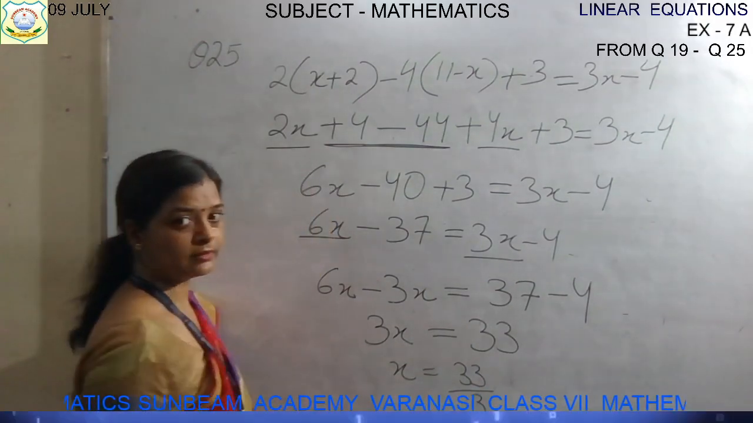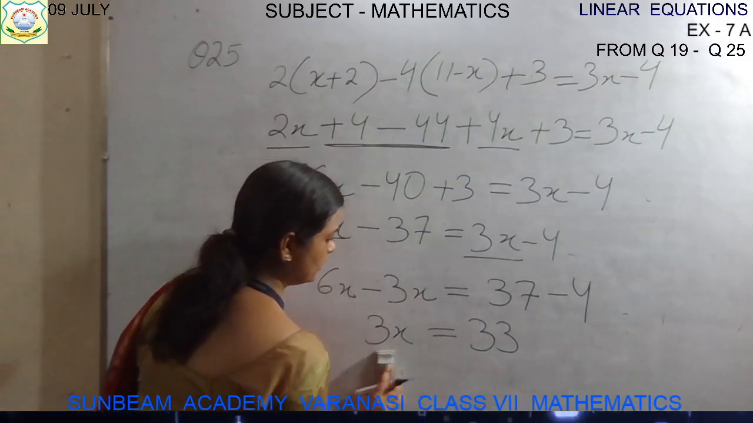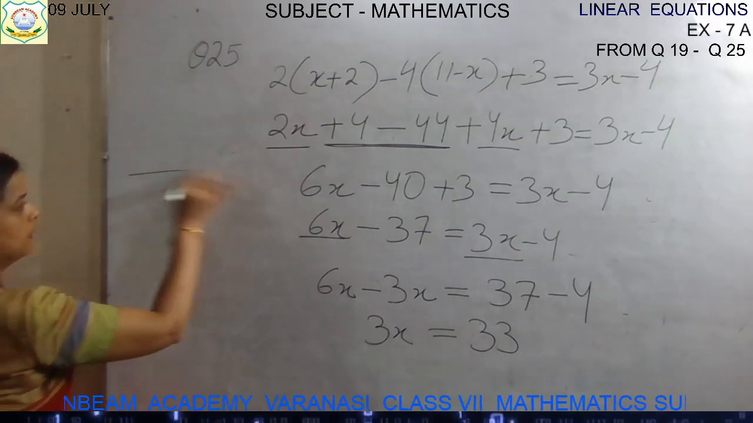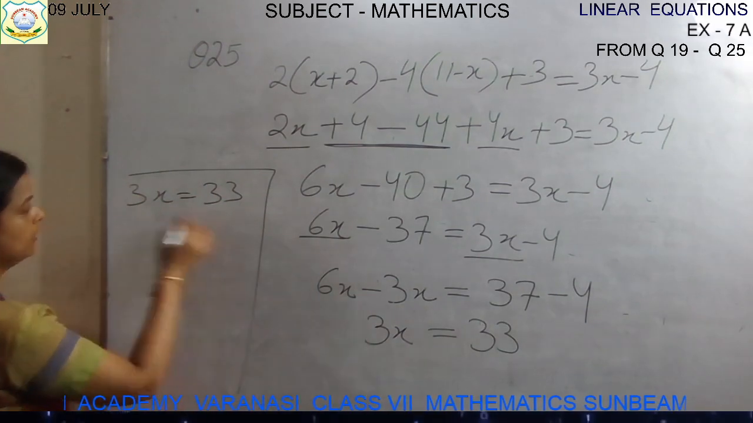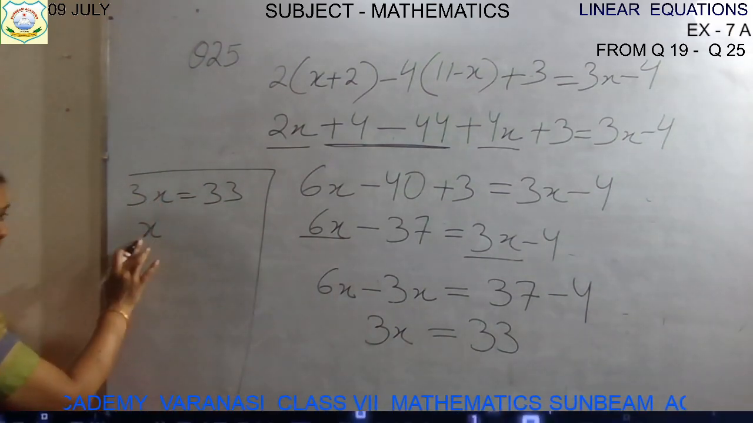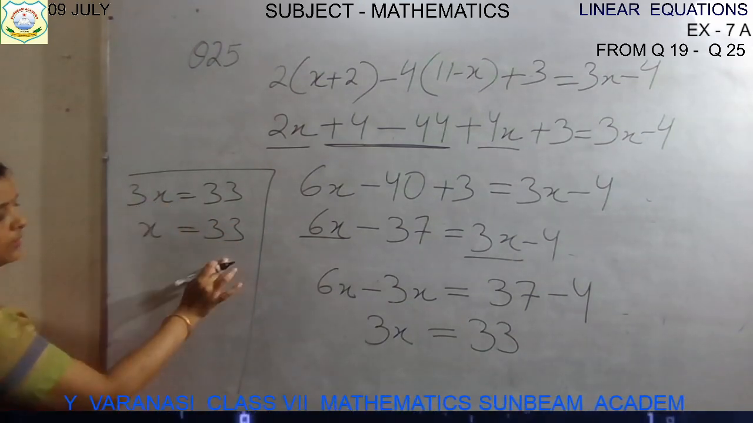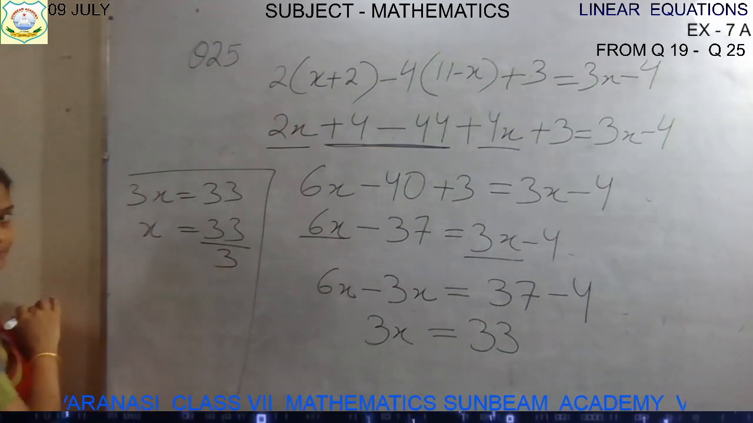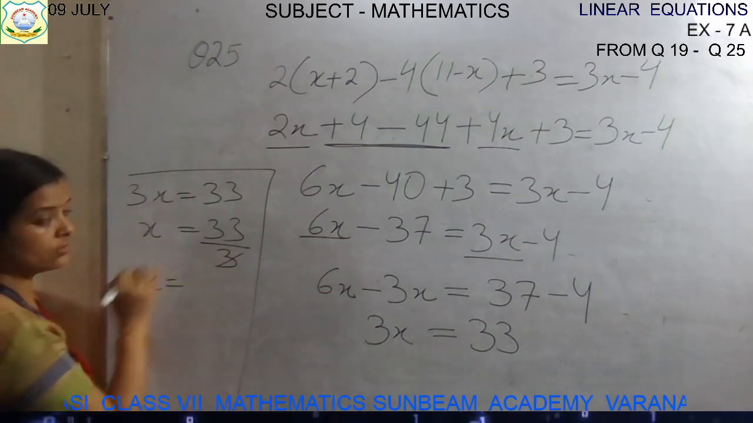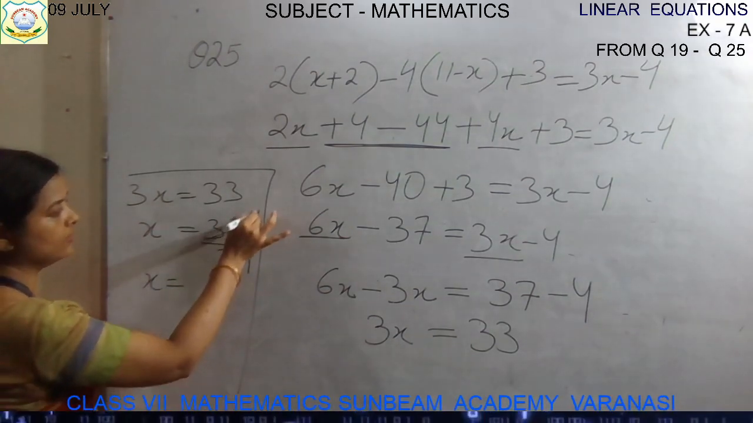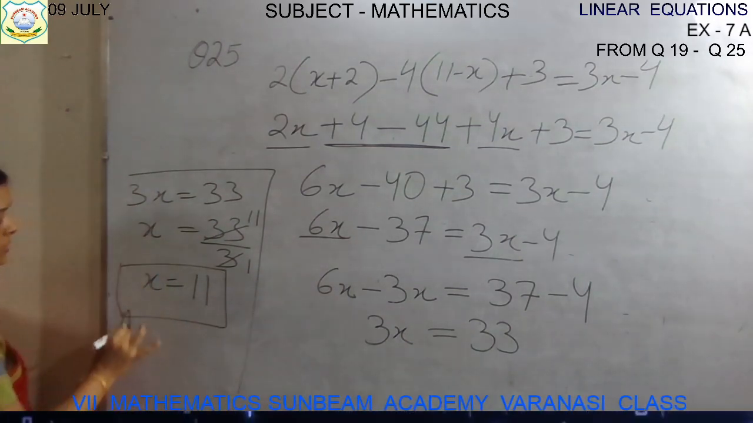The board is not visible, so I am going to write here, children. 3x is equal to 33. This is our last step. Now, we have to find x. So, separate x from 3. 3 is in multiplication with this. When 3 transposes here, it will go for division. Clear? Now, x is equal to, now simplify this. 3 ones are 3 and 3 11 times is 33. So, x is equal to 11. This is your answer.